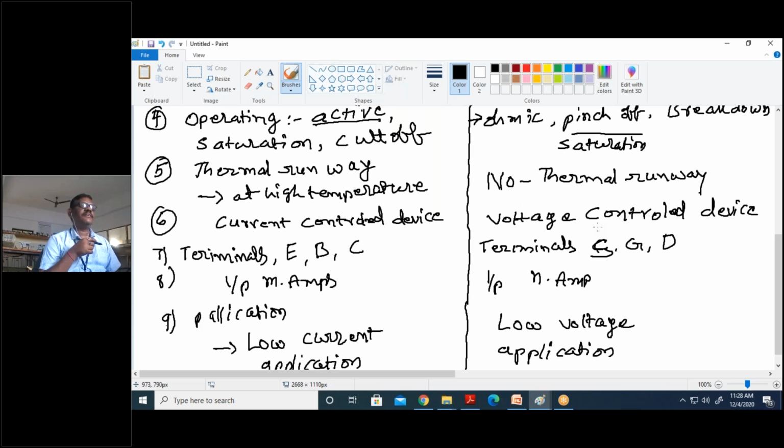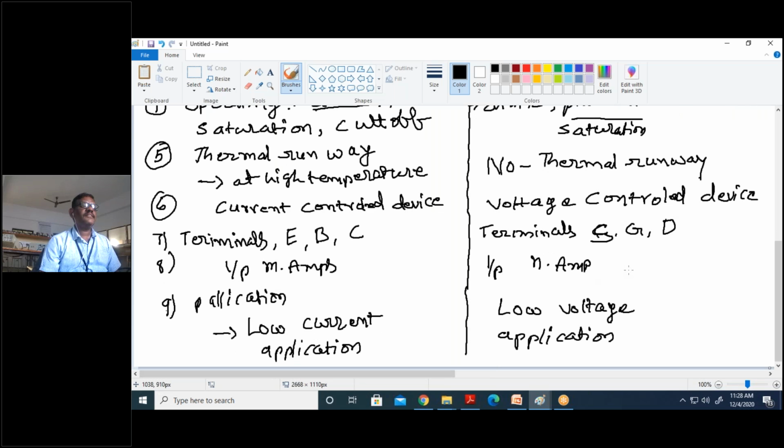Eighth point, input current in BJT is milliamps or microamps. But in JFET, input current is nanoamps. And ninth point, applications: BJT low current application, JFET low voltage application.